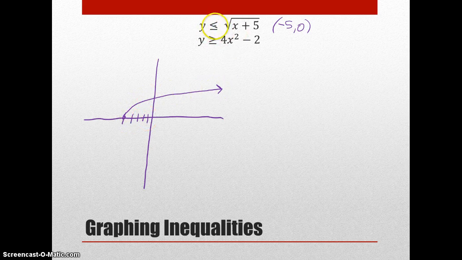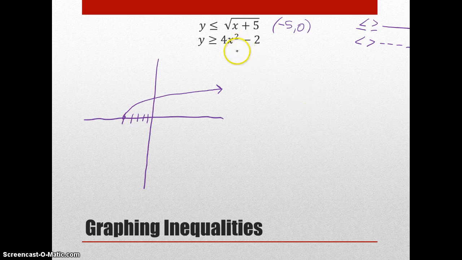If it was just less than, it would be a dotted line. So don't forget your rules. So less than or equal to, greater than or equal to, we have a solid line. Just less than or greater than, we have our dotted line. Same thing applies even though these are curves instead of lines.